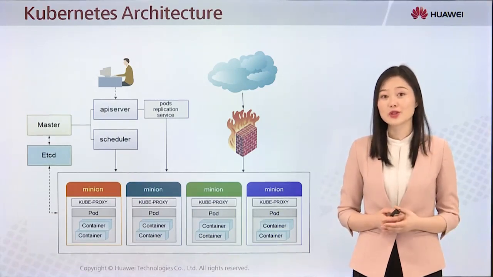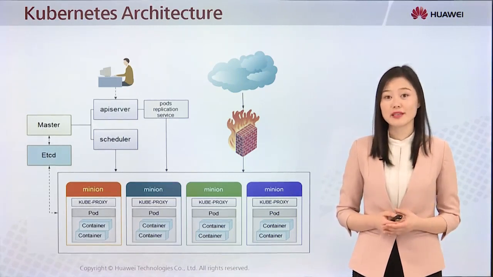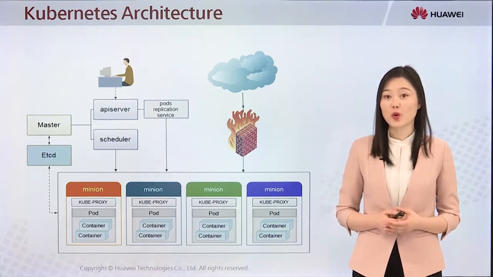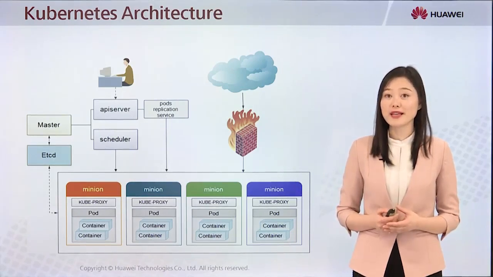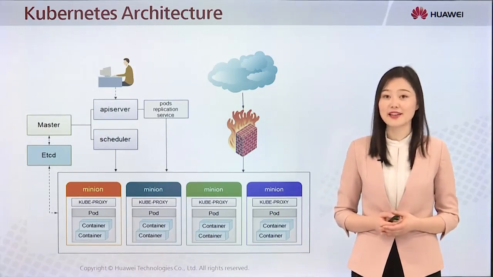Minion Host has 2 main components, Kubelet and kubeproxy. Kubelet manages containers, images, and volumes. The kubeproxy is responsible for implementing Kubernetes and the service mechanisms. It also provides SDN features and the capability of smart load balancing in a container cluster.